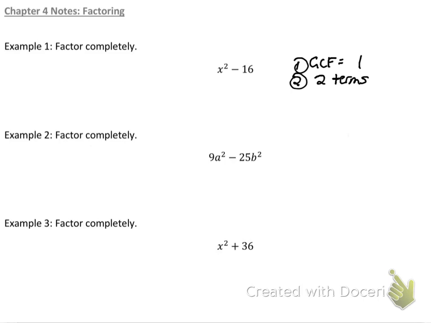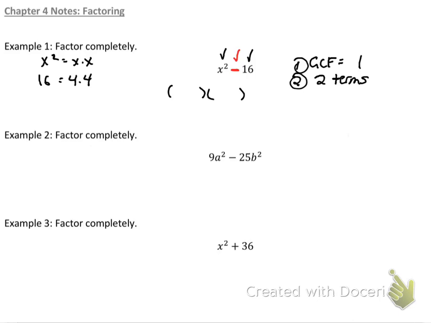So we ask ourselves, is x squared a perfect square? It is. Remember, x squared is x times itself. How about 16? Is 16 a perfect square? It is. It's 4 times 4. And the last thing we need to make sure of is, are these 2 perfect squares being separated by subtraction? And they are. Therefore, we can factor this using the definition of a difference of squares.